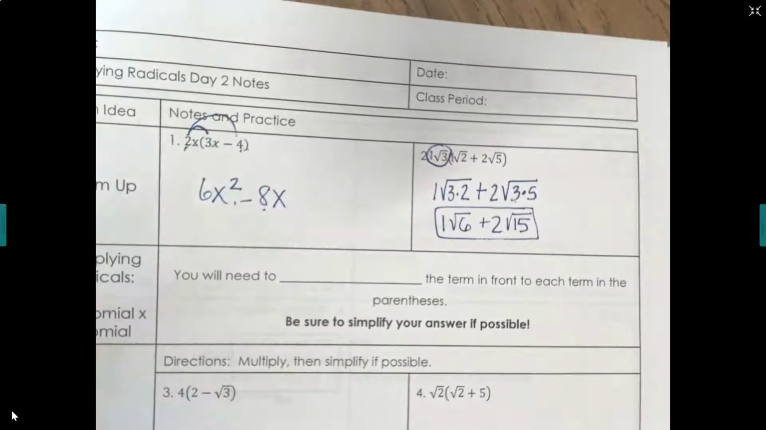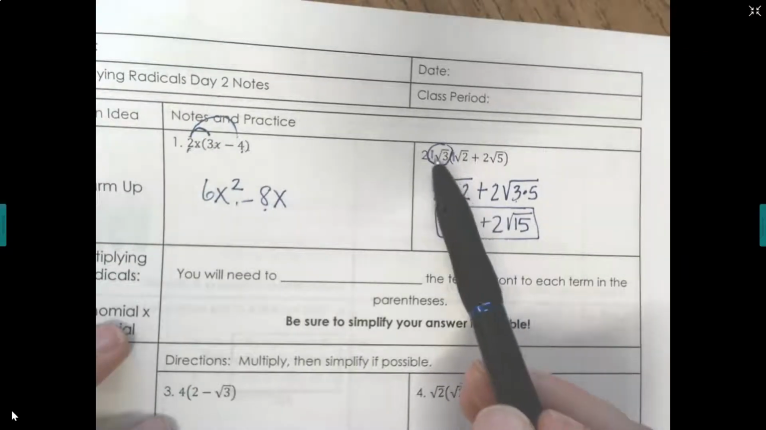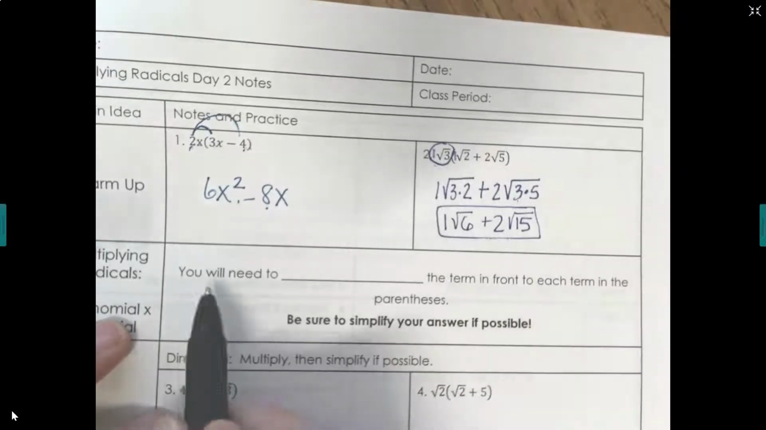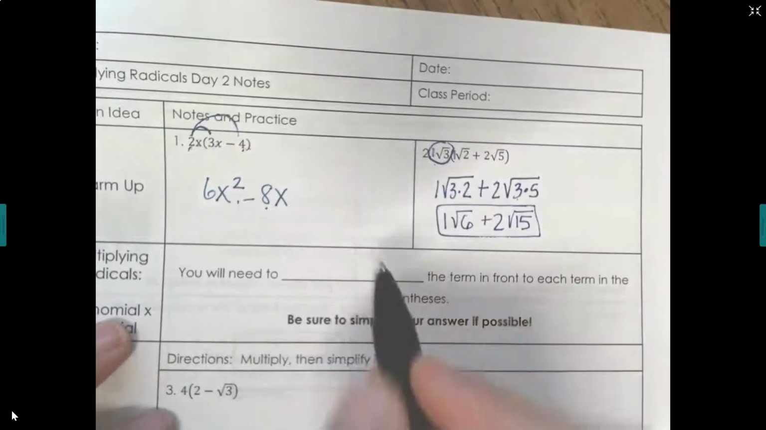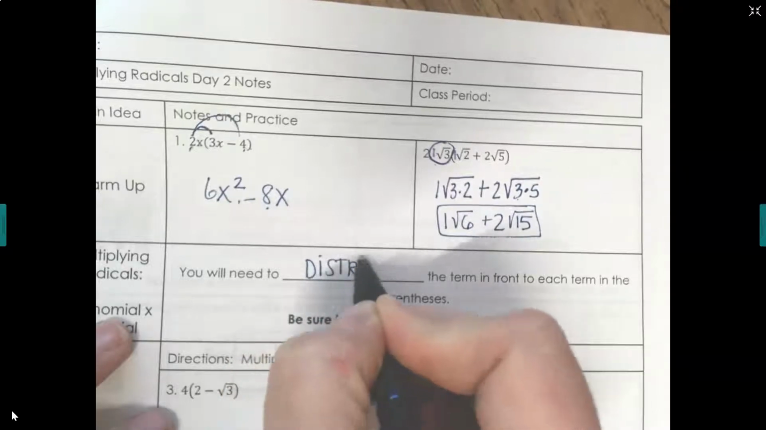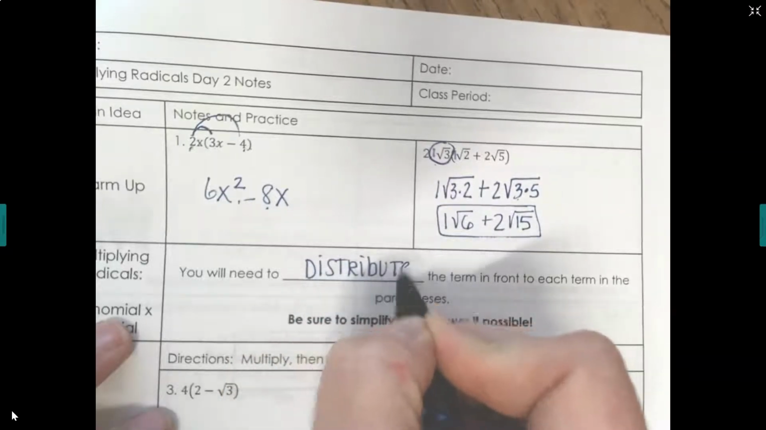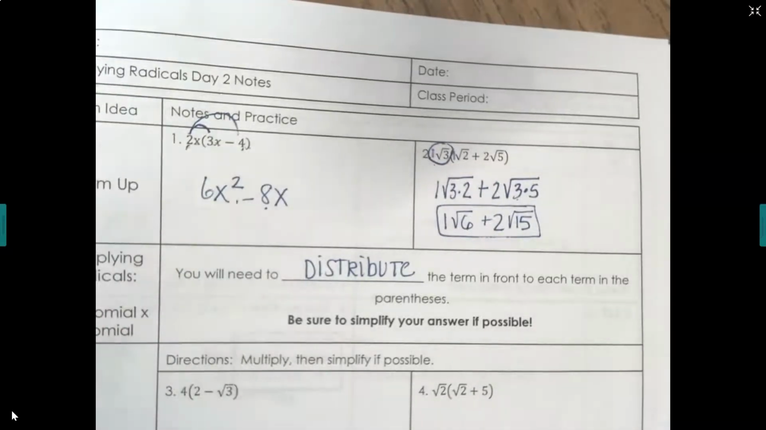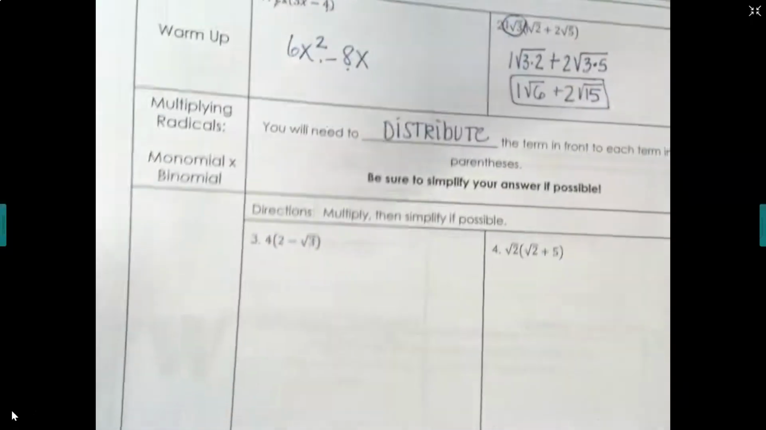Okay. So what we did is we took the term in front and we distributed it. So we will need to distribute the term in front to each term in the parentheses, and then make sure we simplify if possible. Okay, so let's try a couple and see how we do.